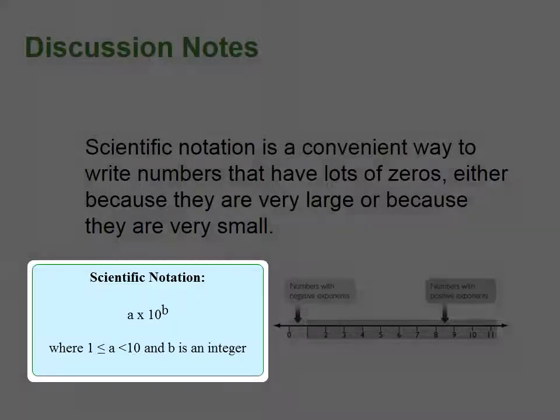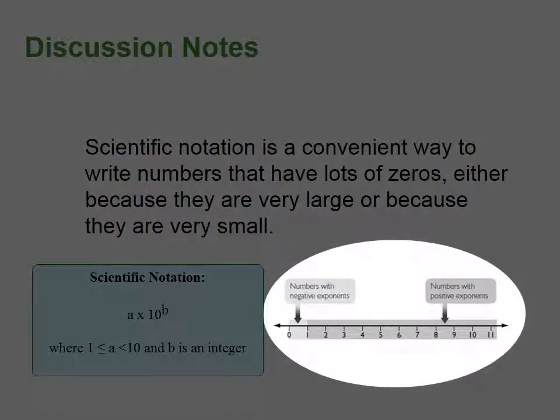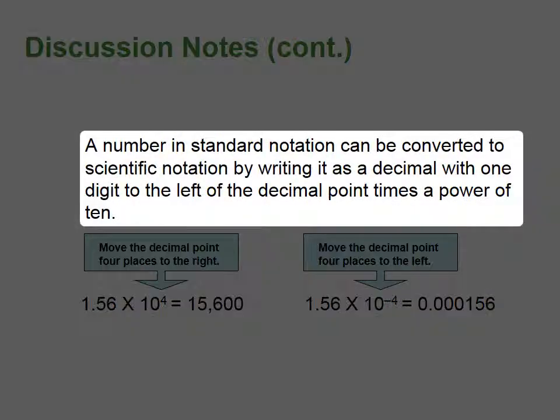b is an integer. A positive exponent simply means that the new number will be greater than 1. A negative exponent does not mean that the value becomes negative. It is simply expressing a number that is less than 1 but still greater than 0. A number in standard notation can be converted to scientific notation by writing it as a decimal with 1 digit to the left of the decimal point times the power of 10.